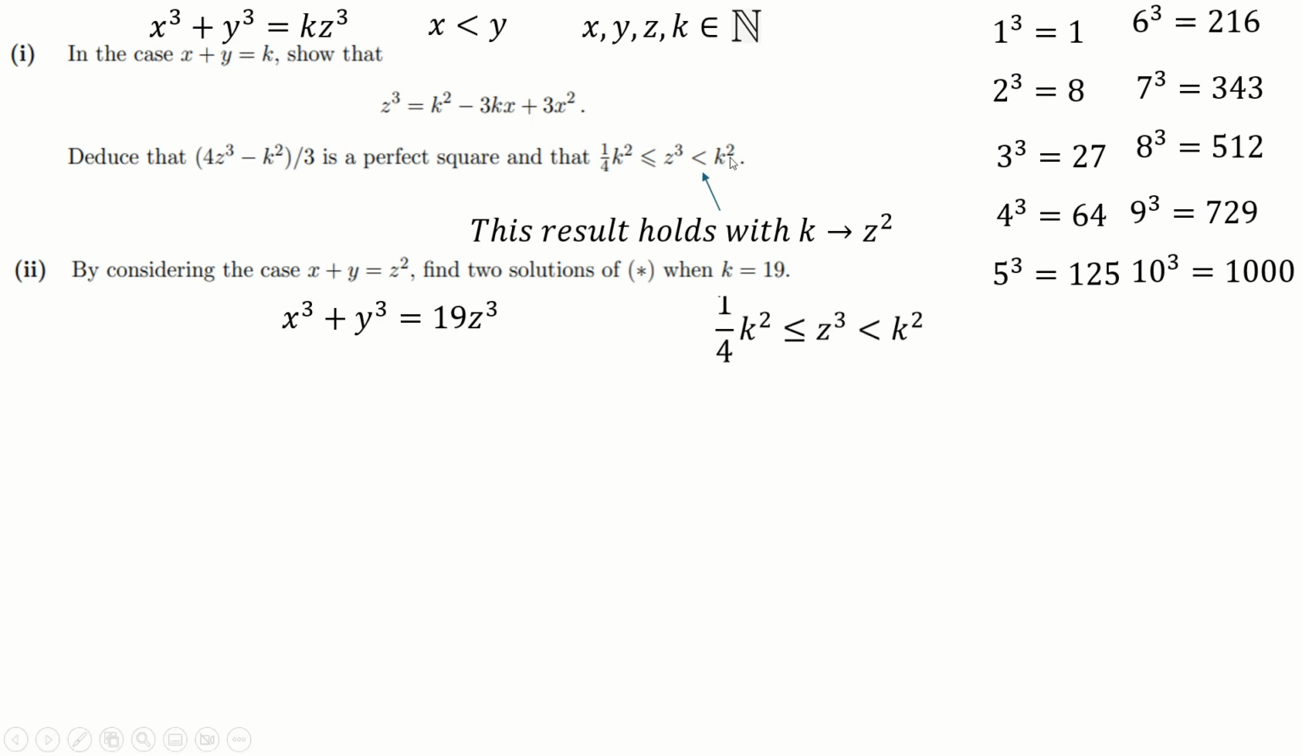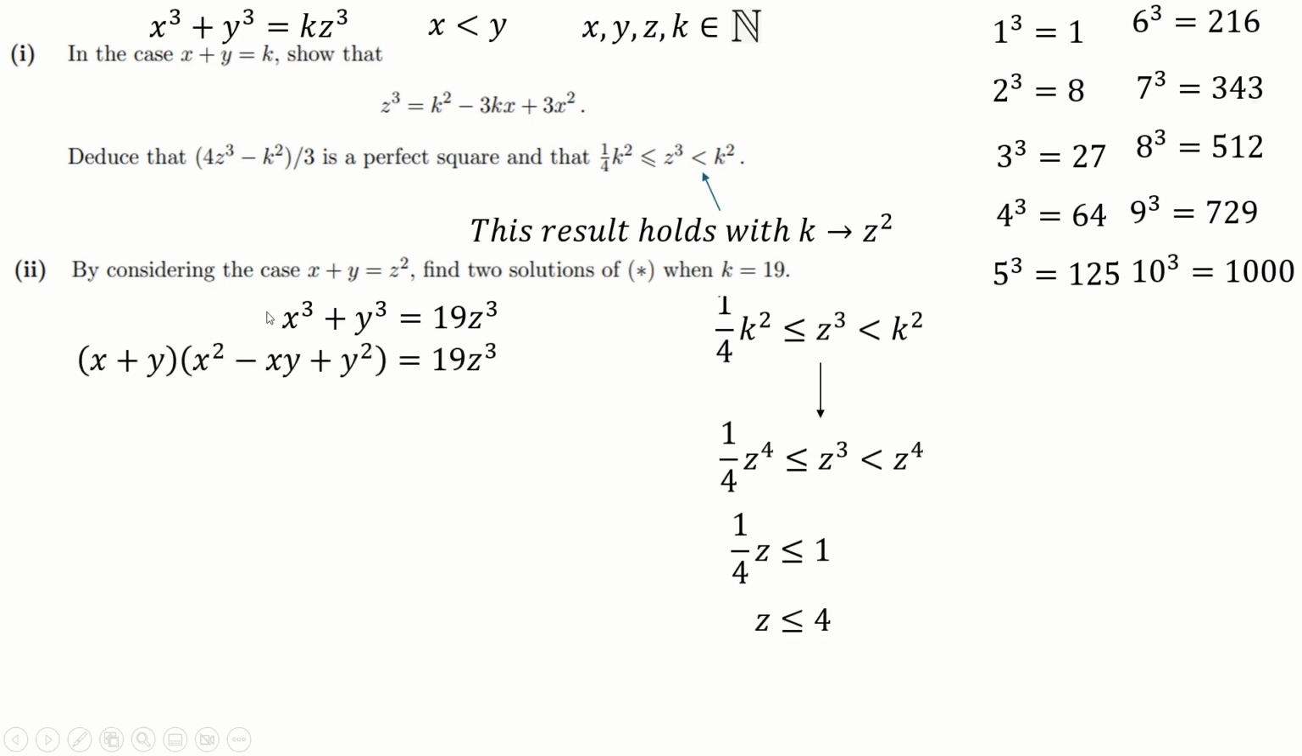So of course, if you replace k with z squared, you're replacing k squared with z to the 4, and z to the 4 again. And now we can divide everything here by z to the 3 because z isn't 0, and because they're all positive integers from the very start. And so z is less than or equal to 4. So that massively narrows down anything that we're going to have to check. And also we can, of course, refactorize this sum of cubes, which is exciting. And x plus y is z squared, so we can put that in. And then we can divide by z squared, and we'll get this.